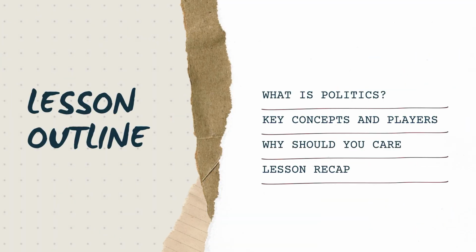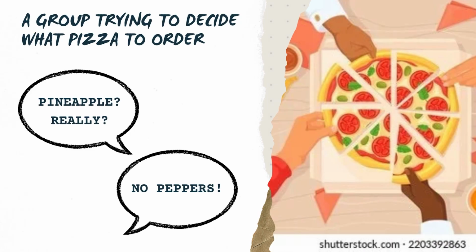So, first, before starting on the nitty-gritty bits, we will be discussing the lesson outline. We will be talking about what is politics. We will also define the key concepts and players. And then we will answer the question, why should you care? And lastly, we're gonna have a little bit of a lightning recap in the end. So, let's get on to it.